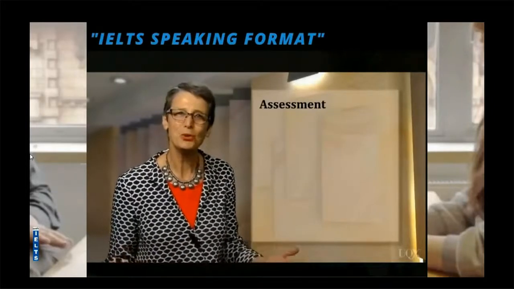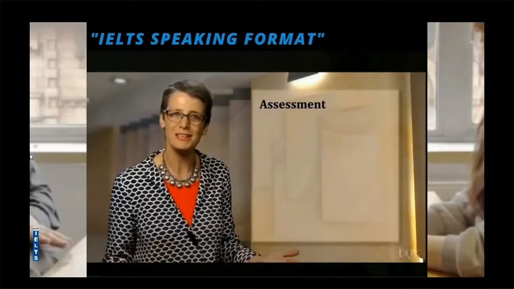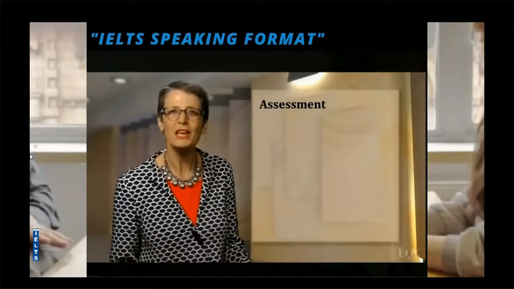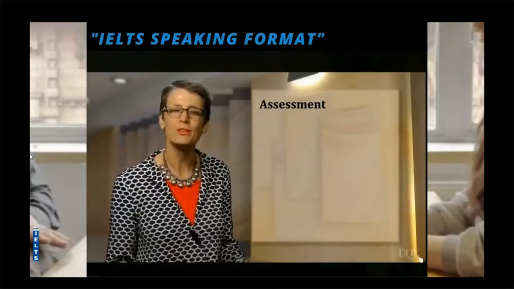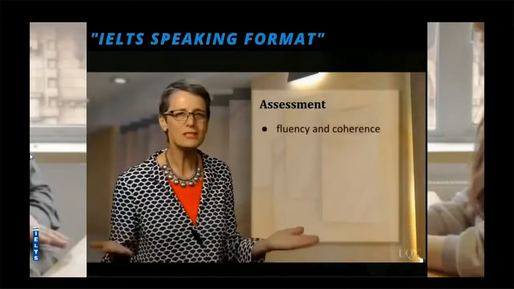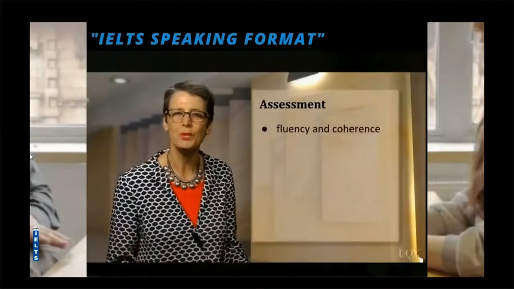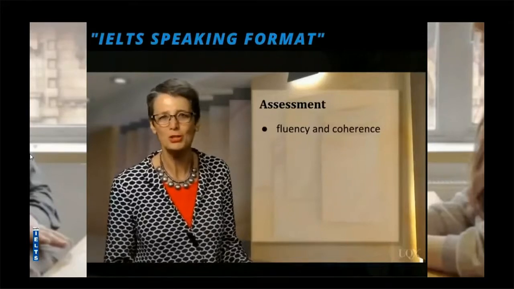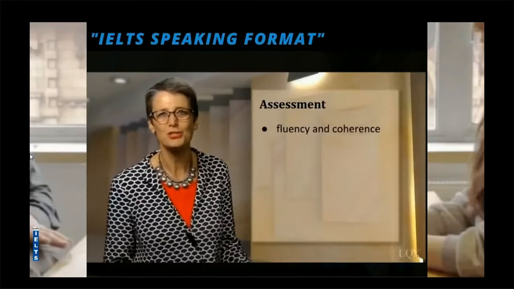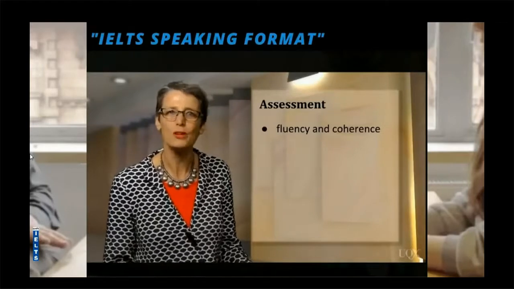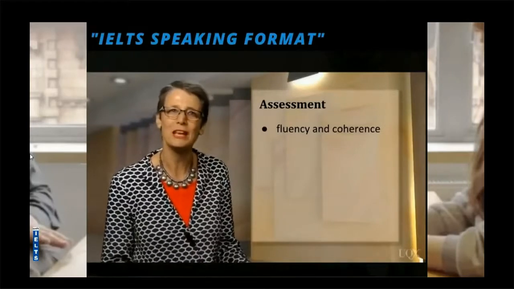Now let's talk about how the speaking test is assessed. The examiner will assess your speaking ability in 4 areas. Firstly, fluency and coherence. What exactly do these mean? Well, fluency means how well you can speak continuously without needing to stop. And coherence means how clearly you organize and join your ideas together when you speak.